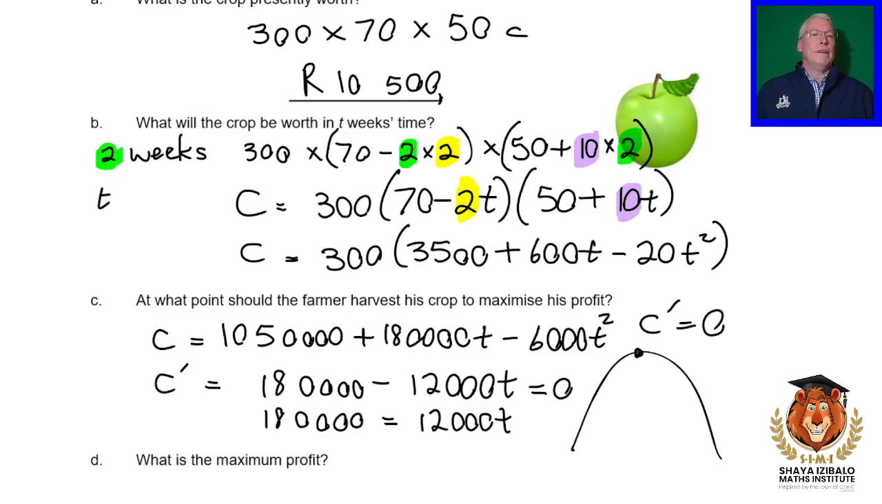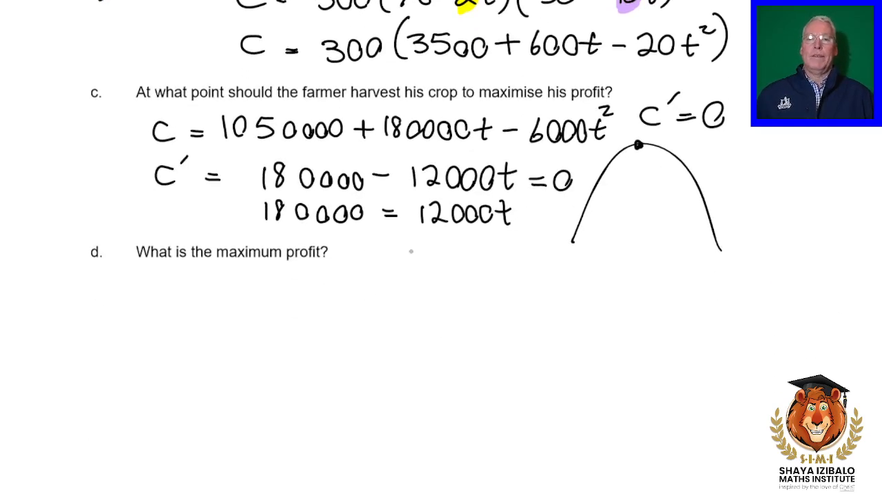So we've got 18 with 4 zeros divided by 12,000. And we get 15. Right, t equals 15. So 15 weeks, that's the amount of time. That's when the harvest should be made.